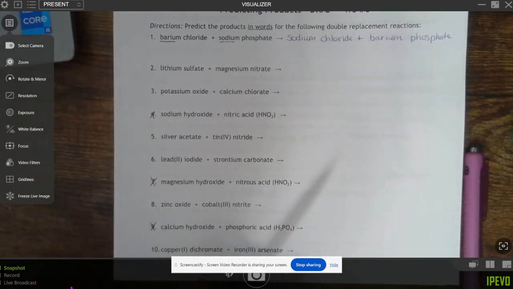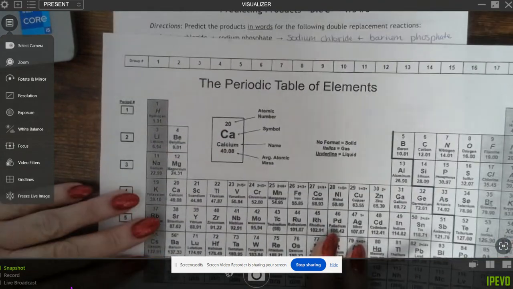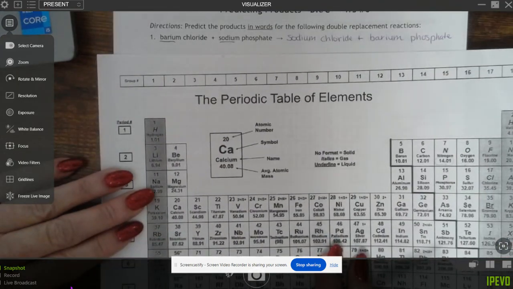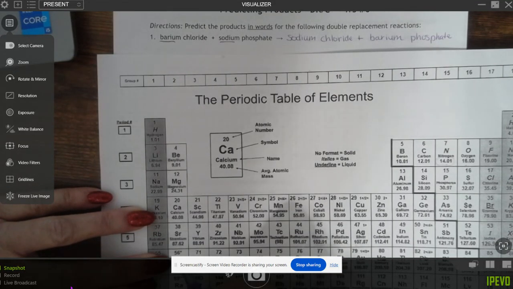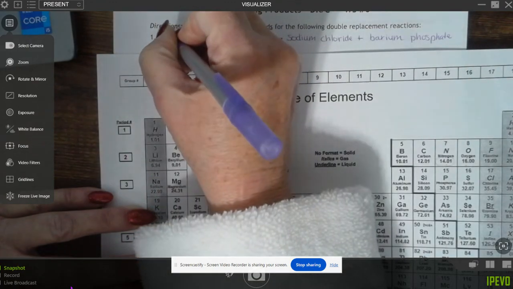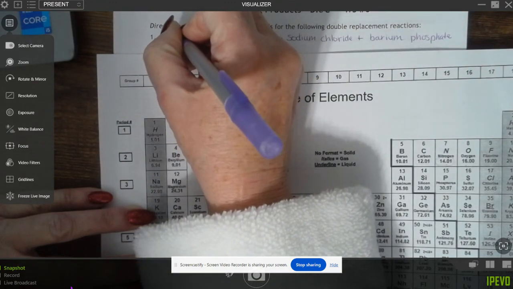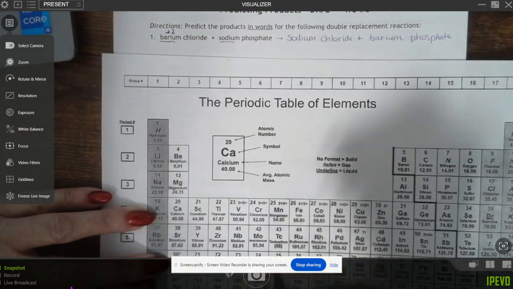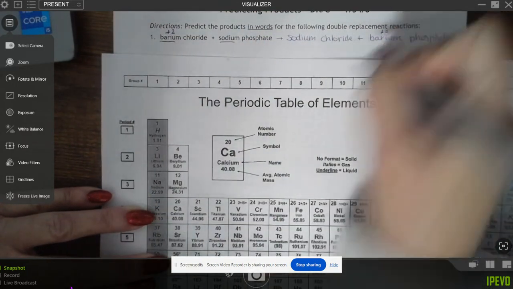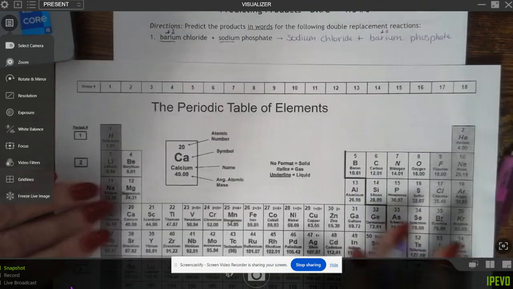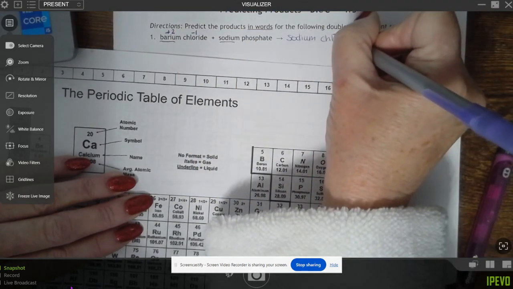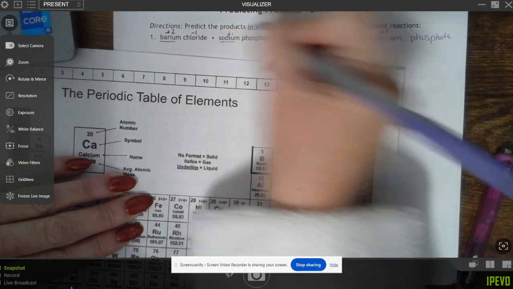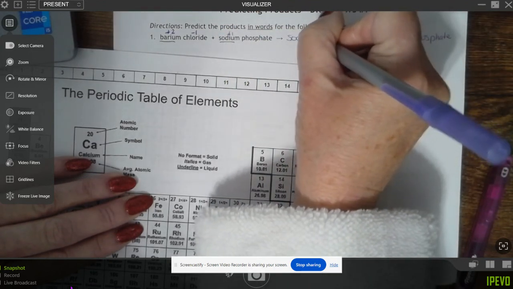Now, when you go to write the chemical formulas of these, it's going to be necessary to look at the charges. And what I find is the easiest way to do this is to look at the charge and just write it above the chemical element. So for example, barium is +2. So I have barium in two places. Barium is +2. Chlorine is -1. So over here, chlorine is -1. Sodium is +1. And phosphate is -3.